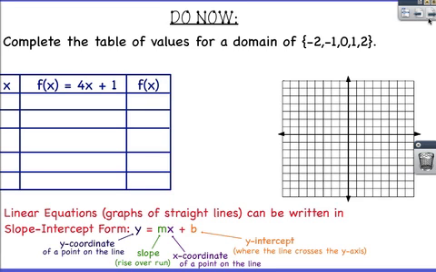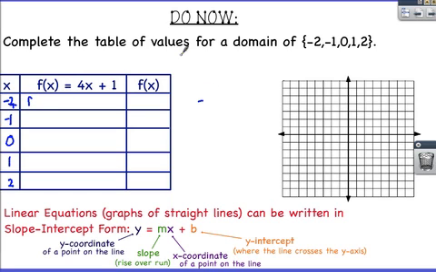Well, if the domain is -2, -1, 0, 1, 2, those are the input or x values. So in our table, we can fill in -2, -1, 0, 1, and 2. Next, we substitute those values of x into our equation.